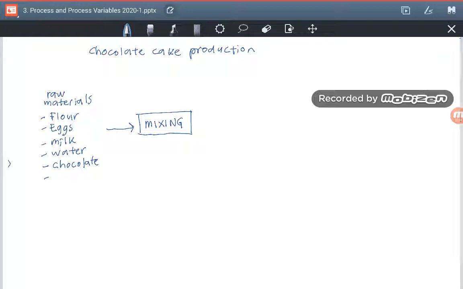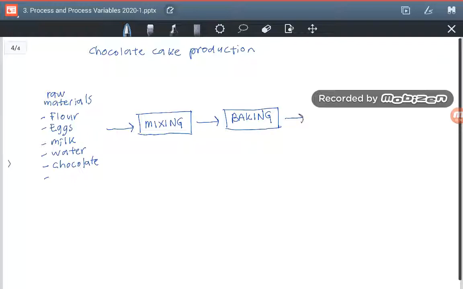After mixing, what is the next process? Of course, after we mix all the ingredients, we need to bake it. So all the raw materials will have to undergo the baking process. So this is another box to show that this is also a process. And then after baking, we have the final product, which is the chocolate cake. Okay, so this is basically the process of baking to produce chocolate cake.